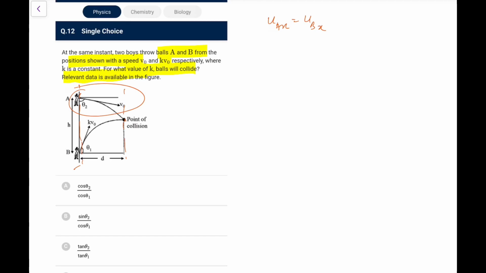So for this one, what is the x component? This would be, because theta is with the normal, with the vertical, V naught sine theta 2, and this would be, because it is with horizontal, KV naught cos theta 1. So from here, K is equal to sine theta 2 upon cos theta 1. Oh, it turned out to be an easy one. I thought it would be some difficult one, but it simply happened by just the first condition, so it's good.